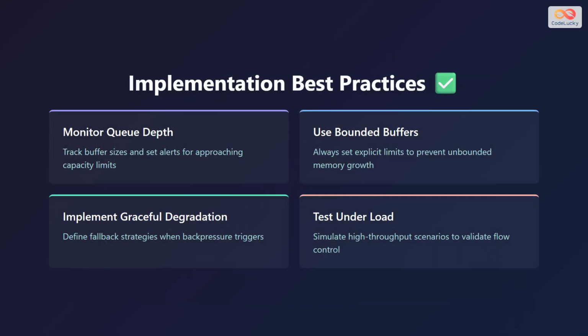When implementing backpressure in your systems, follow these best practices. First, monitor queue depth continuously and set alerts when approaching capacity limits. Second, always use bounded buffers with explicit size limits to prevent unbounded memory growth. Third, implement graceful degradation by defining fallback strategies when backpressure triggers. Fourth, test your system under realistic high-throughput scenarios to validate that flow control works correctly. These practices ensure your system remains stable under stress.